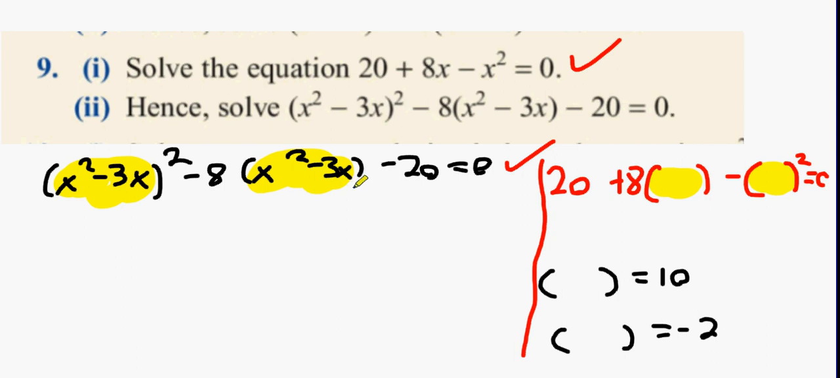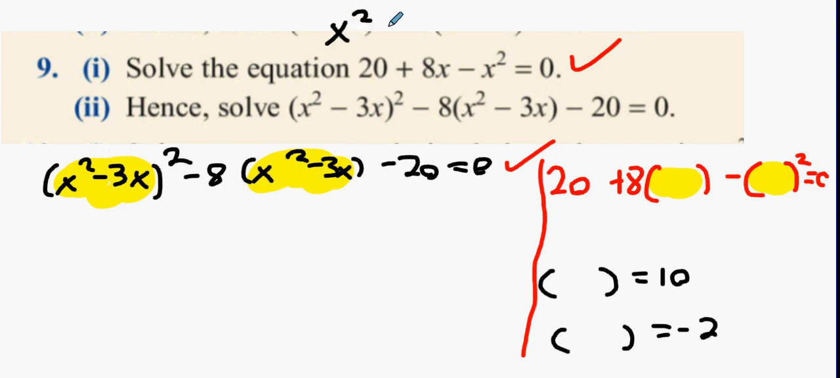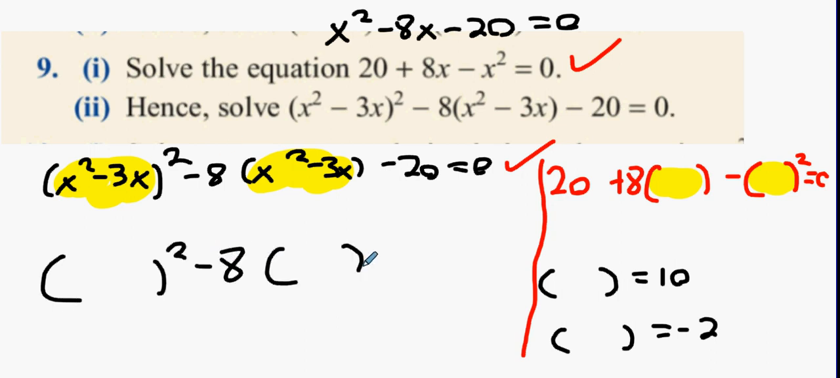Now, sorry, one other thing, guys. Remember we said at the very beginning of the question, it's x squared minus 8x minus 20. Remember we changed it to that. Do you remember we changed it to that? So it's basically blank squared take away 8 times blank minus 20. And we figured out that we're putting the x squared minus 3x into the blank. Does that make sense? Perfect.